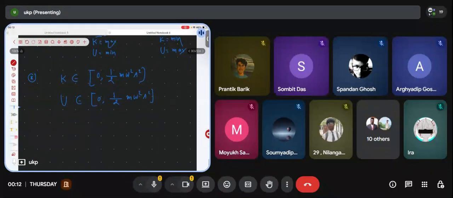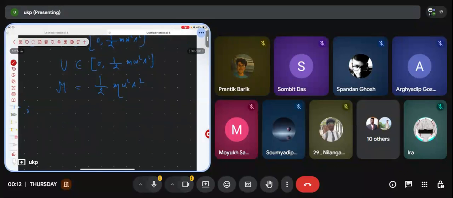But what about the total mechanical energy? Is the total mechanical energy varying in a range or is it giving me a constant value? Sir, it's giving me a constant value. And what is the constant value? Sir, half m omega square a square. Okay, fine. Next.